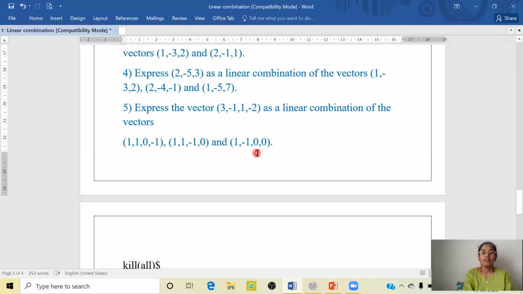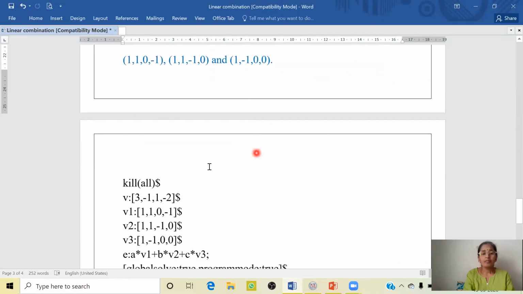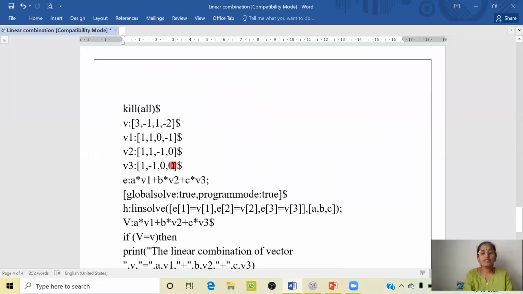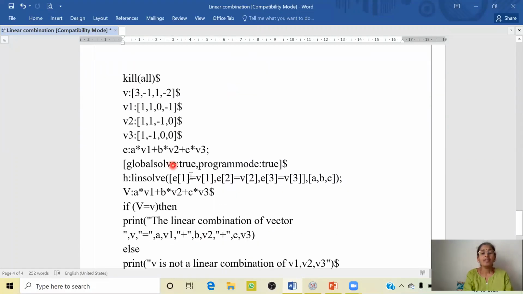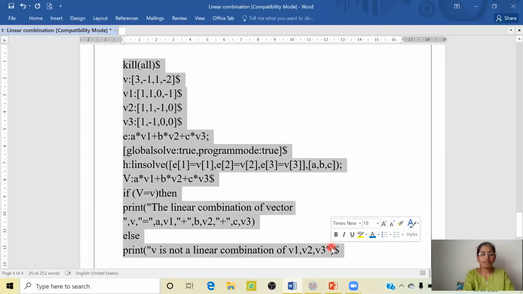So let us change in the Maxima code the vectors input. So V1, V2, V3 as well as V need to be changed to their respective values given to us. Then the rest of the things will remain the same. So that is linsolve, globalsolve true, programmode true, rest of them will be the same thing. Now let us see what will be the output for these vectors which belong to R power 4.